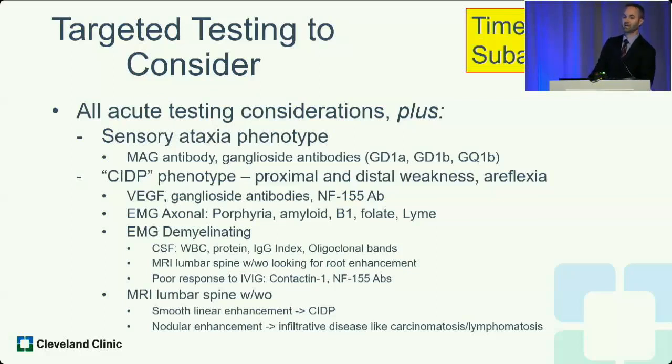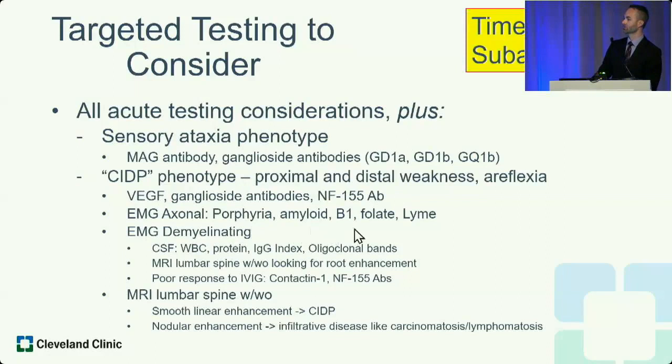And then if they have more of the classic CIDP phenotype, meaning they're not just a polyneuropathy, even though they might start as one, when you examine them, they have some proximal weakness too in the arms and legs. Nowadays, in everybody that I see, I will send a VEGF. That's looking for POEMS syndrome in particular. If you see significant elevation in VEGF, typically over 100, that would be a sign that maybe you're dealing with a POEMS patient. Ganglioside antibodies, and then an NF155 antibody. I pretty much send that in anybody I initially suspect of having CIDP, because it changes the treatment paradigm completely. Okay? And then I will get an EMG in all these patients.